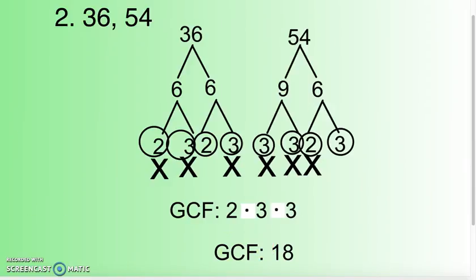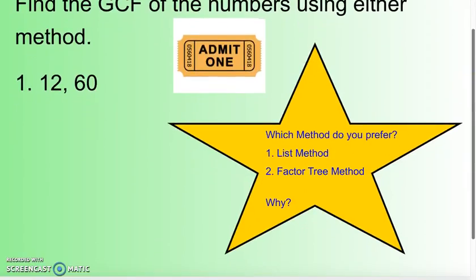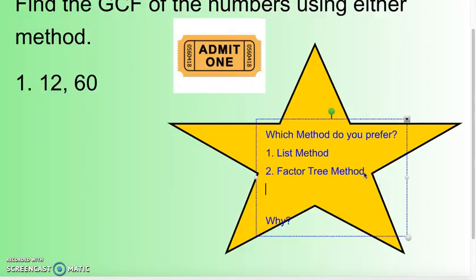Now the wonderful thing about knowing different methods is that you can choose the method that you want to use. Okay, and so your job is to choose either method that you want to use. You can use a Venn diagram, you could do a list method, or you can do a factor tree. Really a Venn diagram is kind of like a list method, but I am going to add it as a different one. And I want you to choose one and tell me why. Why do you prefer it?